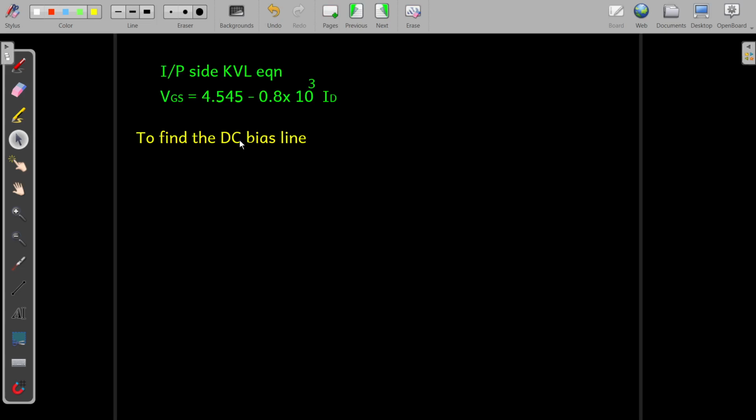So what's the purpose of this input side KVL equation? It is to find the DC bias line. So we need to find out these two things: VGS is equal to what when ID equal to 0, and we need to find out the ID current when VGS is equal to 0.